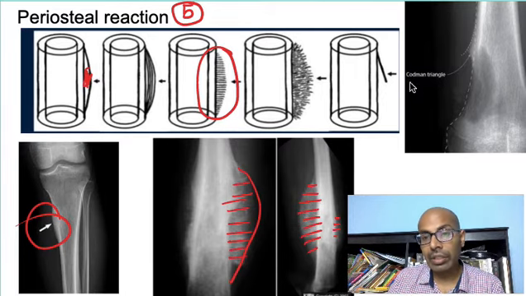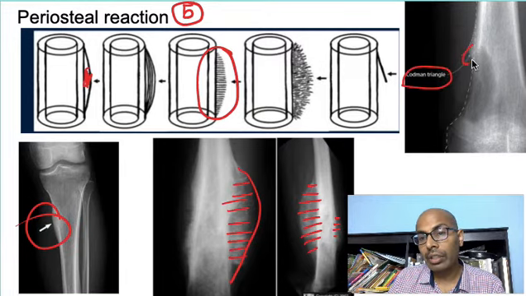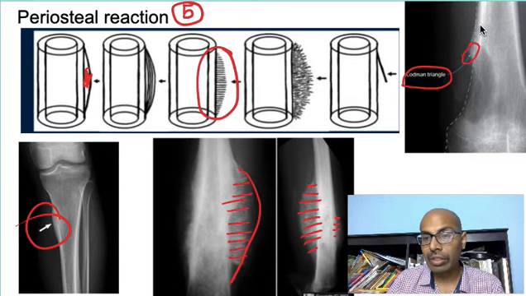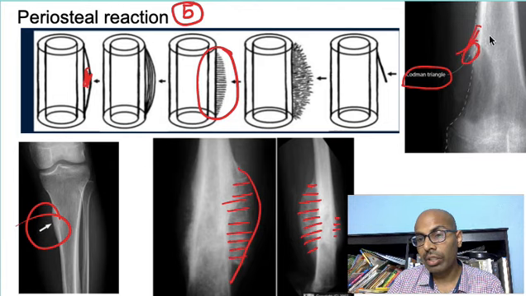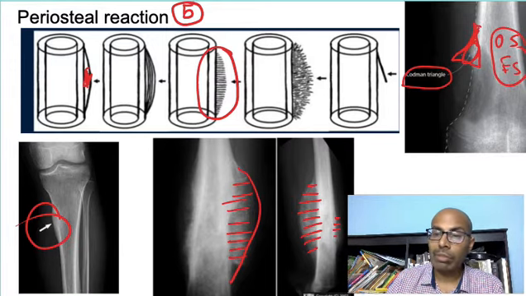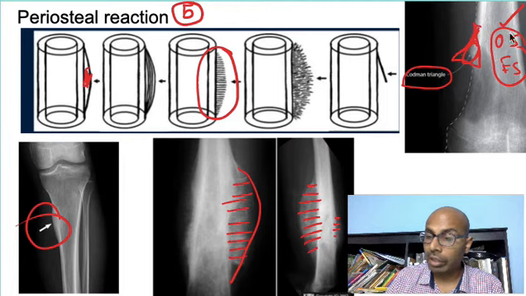Then we have the Codman's triangle, where in a fast growing tumor there is not enough time for the periosteum to form a layer, and the periosteum is just elevated off from the bone with new bone formation at the corner, and this is called a Codman's triangle. It is commonly seen in osteosarcoma, can also be seen in Ewing sarcoma and other malignant tumors, but classically seen in osteosarcoma, though not specific for it.